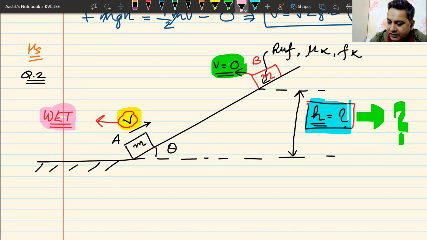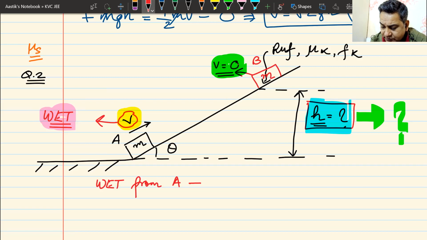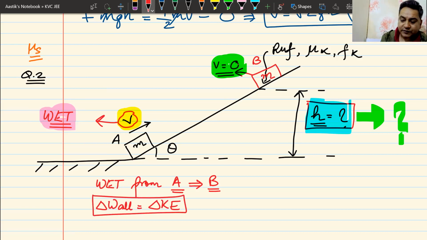No one? Okay. If there is no one, I will do it. I will have to apply work energy theorem from point A, which is the lowest point, to point B, which is the highest point. What does the work energy theorem state? It says that work done by all forces is equal to change in kinetic energy. So far, so good.